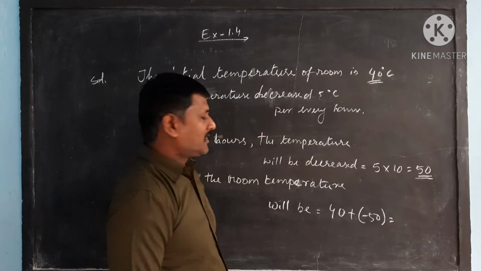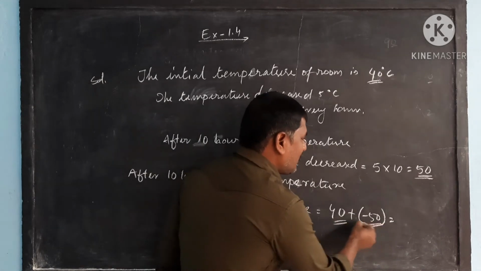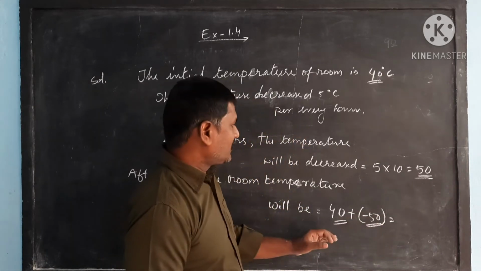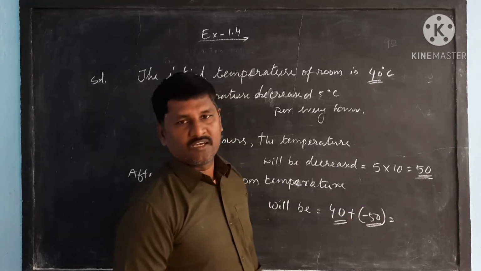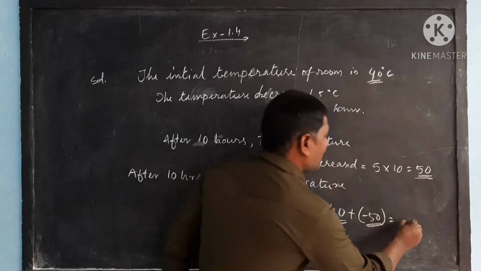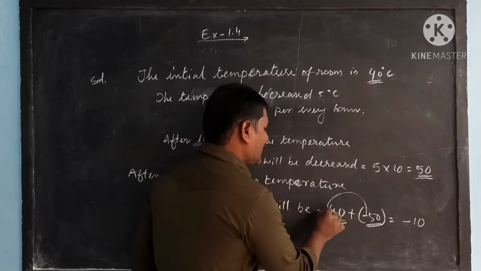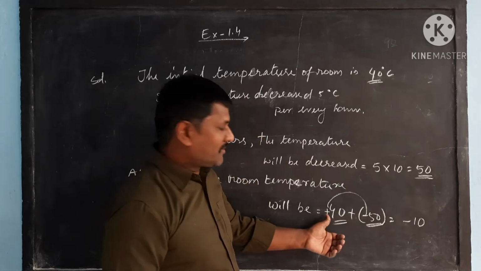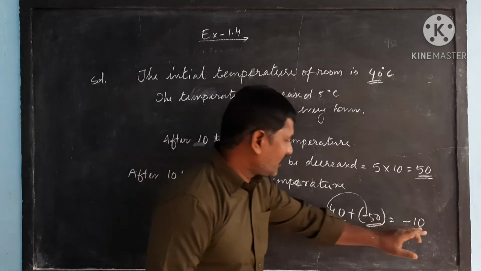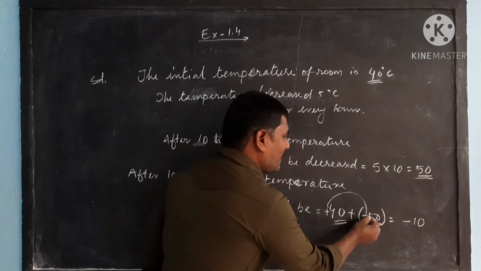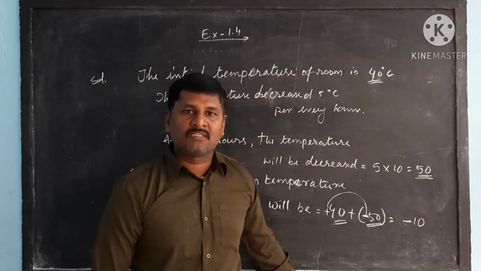So what will we get? The initial temperature is 40, the decreasing temperature is minus 50. Because, as I told you, the temperature is decreased, you have to add a minus symbol to the number, then you will get minus 10. This is because the signs of the integers are different, so you have to subtract: 50 minus 40 is equal to 10. The bigger number is 50, so you take the bigger number's sign, that is you write a minus. The third bit is over.